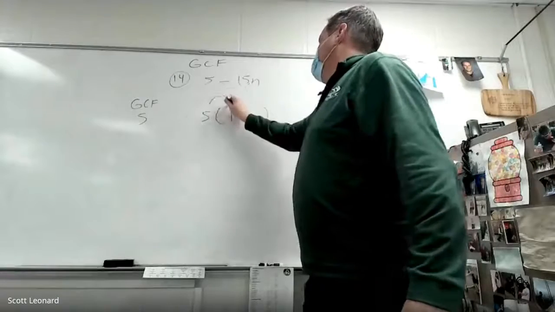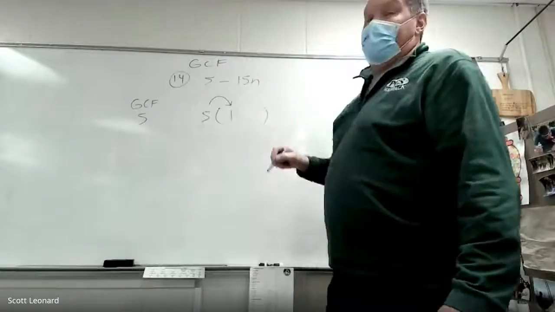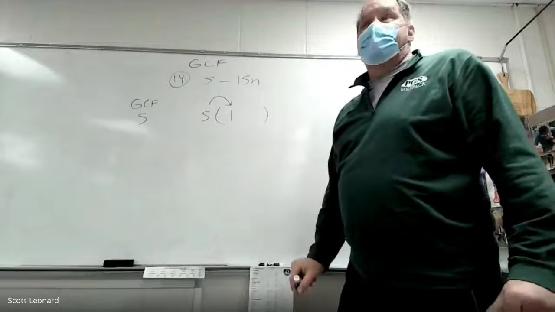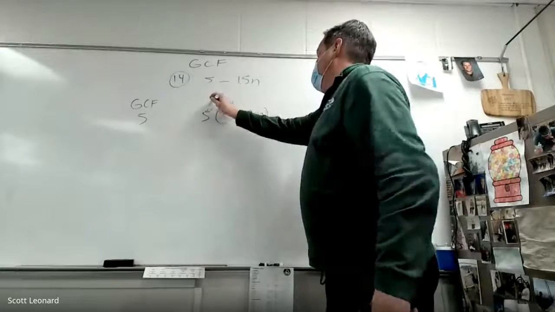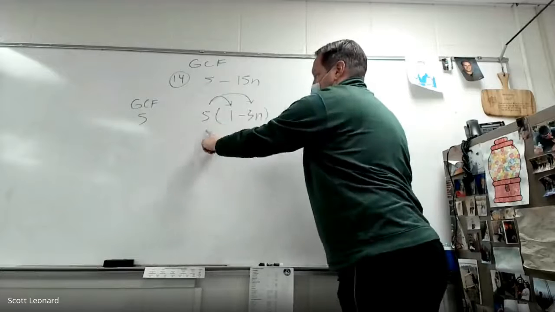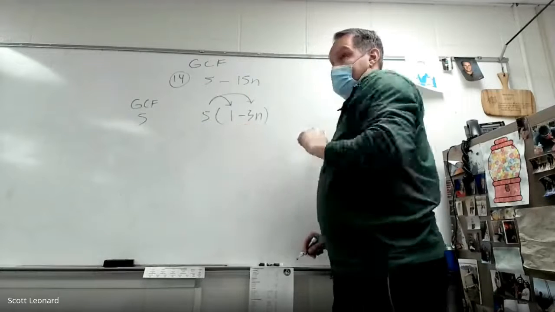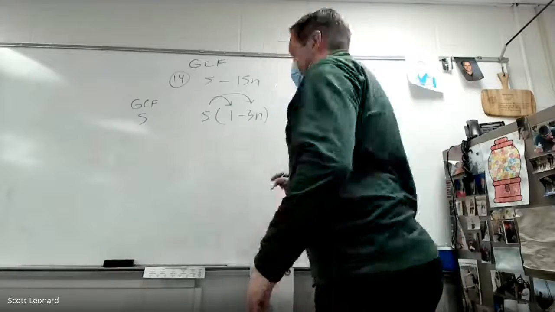Remember, this is the opposite of FOIL. Okay? So we ask ourselves, 5 times what will give me negative 15n? Negative 3. All right? So now if I want to double check my work, I just say, okay, if I take 5 times 1, I better get that. And then 5 times negative 3n, I better get this.